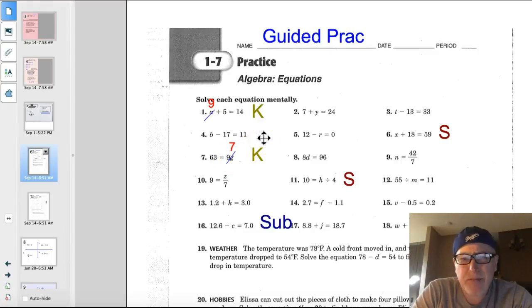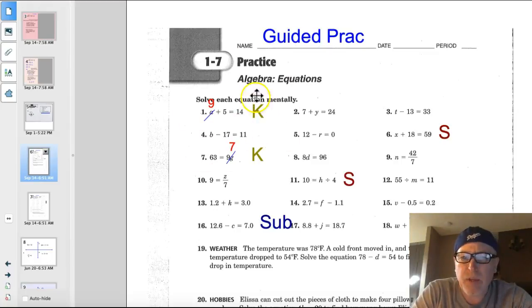9 times 7. All right. Did you notice how I did that? I didn't say 63 equals 9g. I said 63 equals 9 times something. Up here I said something plus 5 equals 14. I think saying the word something instead of a variable on these types of equations really helps kids solve.